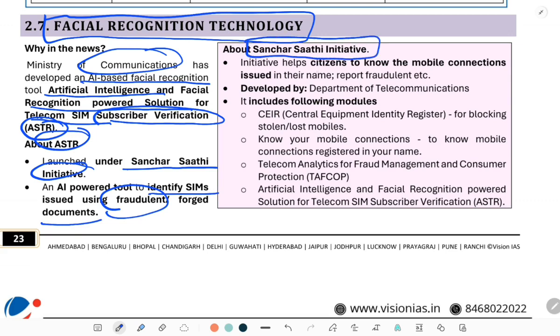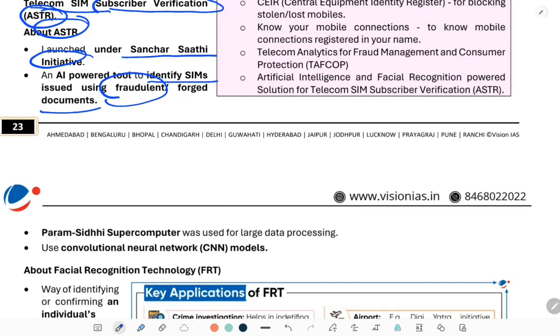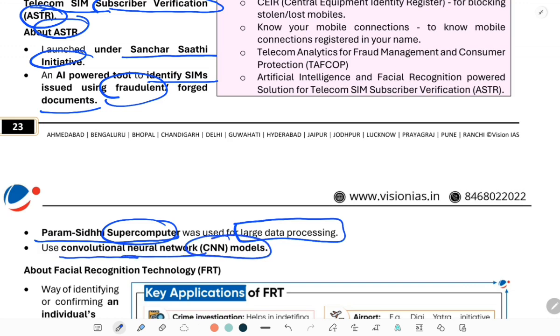This initiative helps citizens to know the mobile connections issued in their name and report fraudulent ones. It is developed by the Department of Telecommunications. The Param Siddhi supercomputer was used for large data processing, and ASTR uses convolutional neural network, CNN, modules.